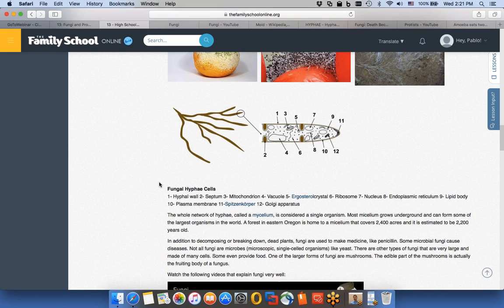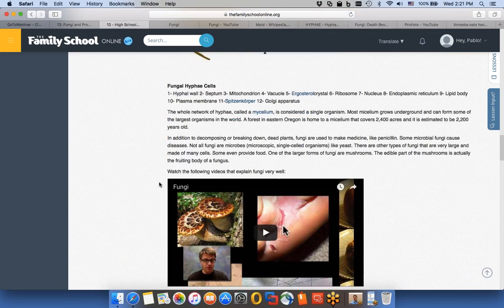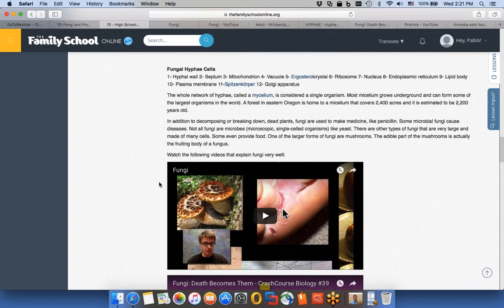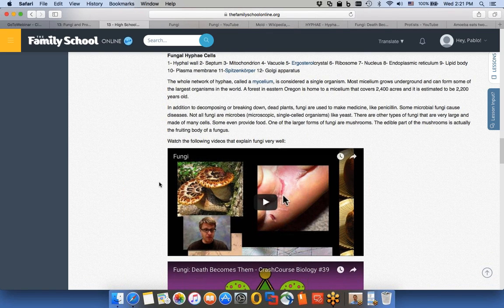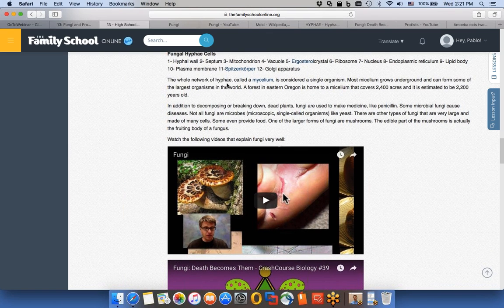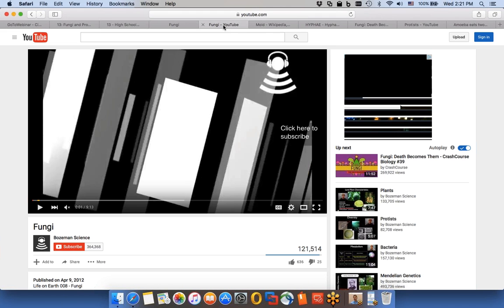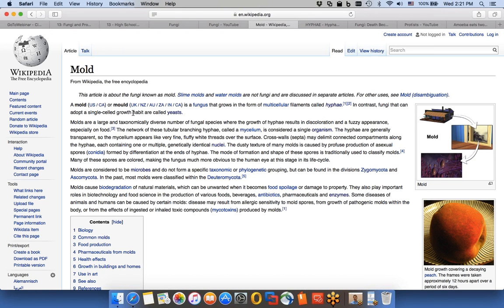But another thing that it goes on to is how fungi decompose or break down dead plants and make medicine, like penicillin, and also they cause diseases, and it gives yeast as an example.